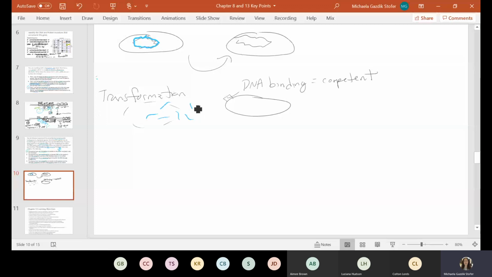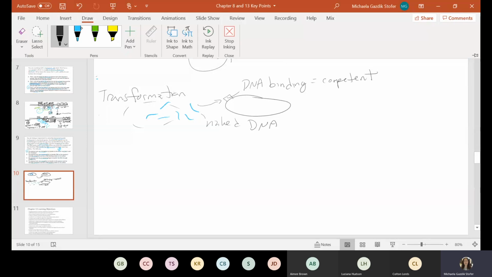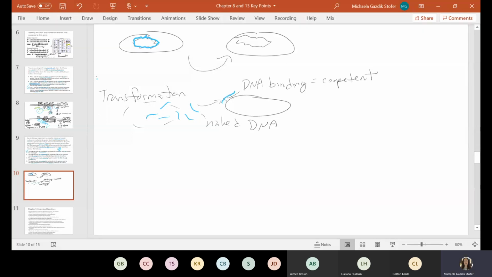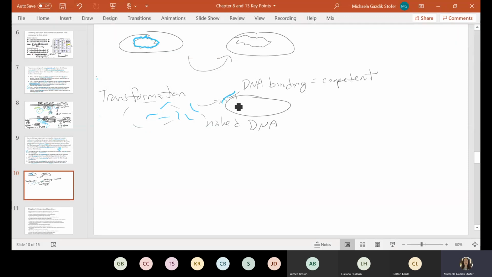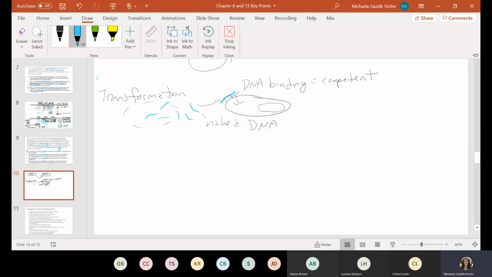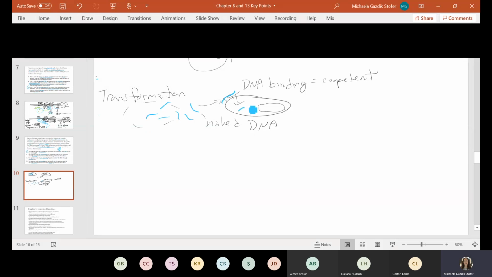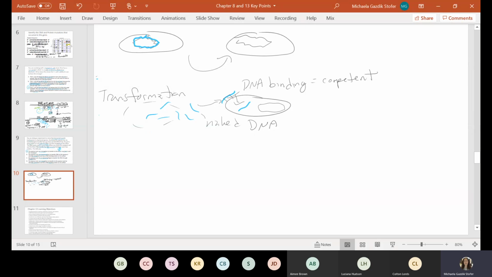Because what will happen is the DNA that's now just floating around in the environment, this is what we call naked DNA, is going to come over, it's going to bind to that DNA binding protein. And when that happens, that signals the cell that says, hey, there's DNA out here, bring that into the cell itself. That's all transformation is: it's taking that DNA floating around in the environment, allowing it to bind to the cell surface, and then the cell pulls it in.